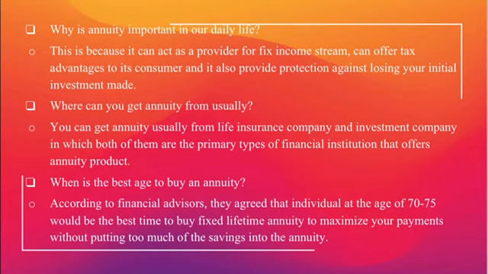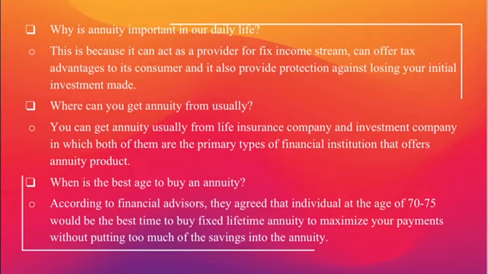And why is annuity important to our daily life? This is because it can act as a provider of fixed income streams, can offer tax advantages to its consumer, and it also provides protection against losing your initial investment. And where can you usually get annuity from? You can usually get annuity from life insurance companies and investment companies, both of which are the primary types of financial institutions that offer annuity products.